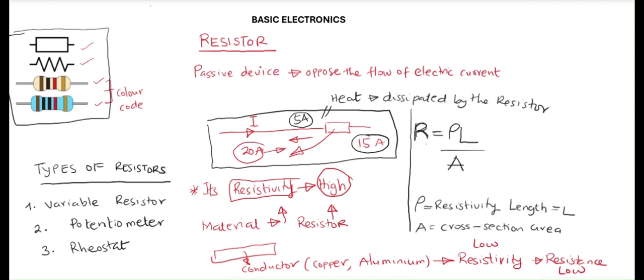And you should also bear in mind that every material in this world has a certain level of resistivity. If you have a low resistivity, then it means that you can allow current to flow. If you have a high resistivity, then it means that you are going to oppose current, or you are going to resist current. So that is it for resistor.